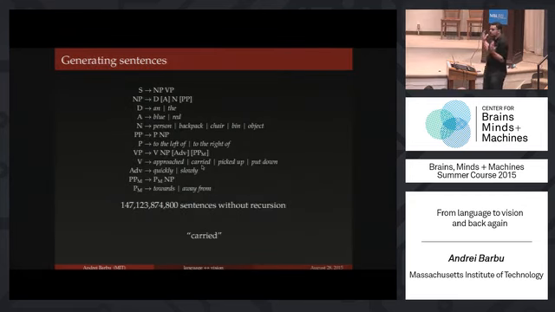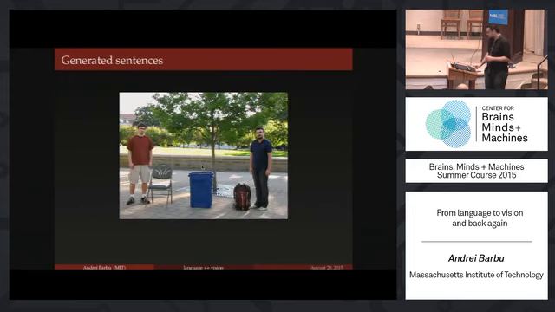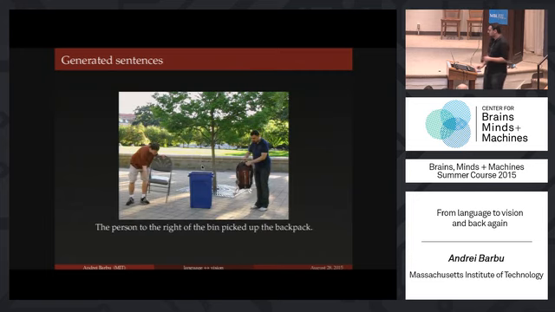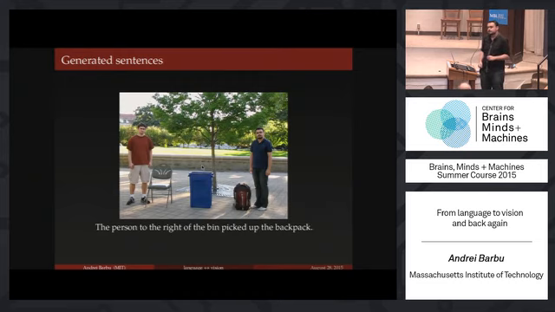So you can start off with an empty set. You can add a word. So for example, you can add carried. You can look at all the ways that you can extend carried with another word or two. So you get a phrase like the person carried. And you could keep adding words to it until you get to the global optimum. So given a video like this, where you see me doing something, you can produce a sentence like the person to the right of the bin picked up the backpack.